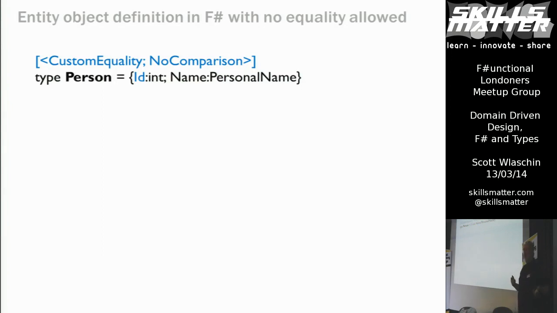Now, I actually don't like using custom equality because with this person type, sometimes you might want to compare it by ID, but sometimes you might want to compare it by reference, checking if it's in a cache or something, especially if it's a mutable object. Sometimes you might want to say they're equal if they have the same name. So equality is not always obvious.